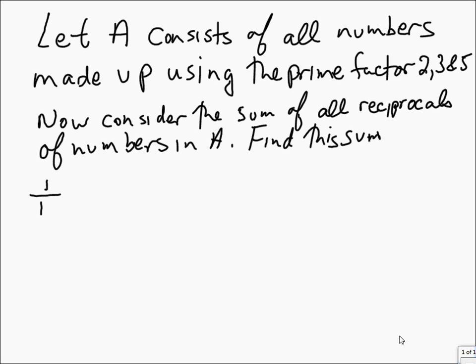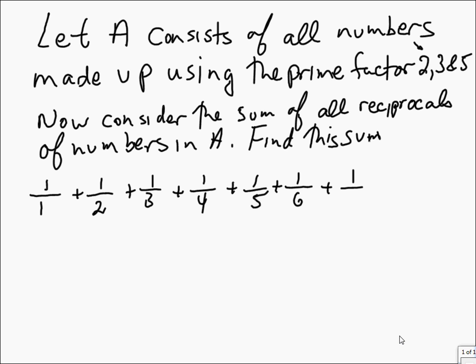You have 1 over 1 because 1 is, for example, 2 to the 0. You're allowed to have factors of 2. 1 over 2, 2 is in A because 2 is 2 to the 1. 3 is in A because 3 is 3 to the 1. 4 is in A because 4 is 2 squared. 5 is in A because 5 is 5 to the 1. 6 is in A because 2 times 3 is 6.